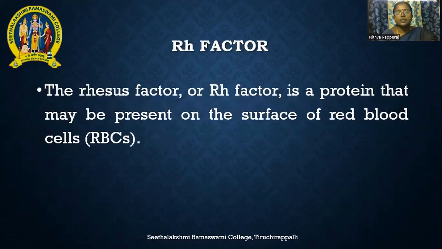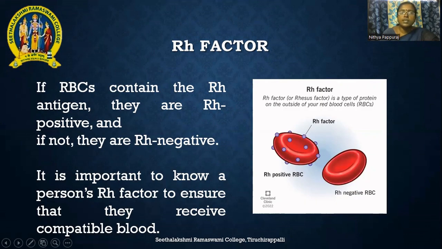The Rh factor, the rhesus factor, is an important protein that may be present on the surface of the red blood cells. If the RBC contain the Rh antigen, they are called Rh positive. If the blood cells do not have any antigen, that is Rh negative. It is important to know a person's Rh factor to ensure that they receive compatible blood.